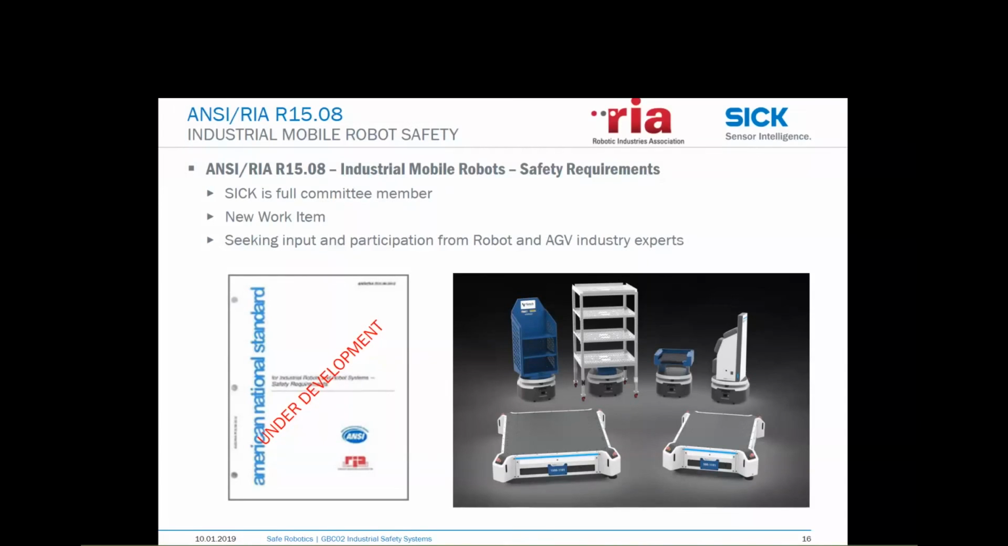SIC is a full committee member. We are facilitating and helping to write this standard. And I would suggest, if you are interested, that you get in contact with the RIA and see about joining this committee if you are so interested.